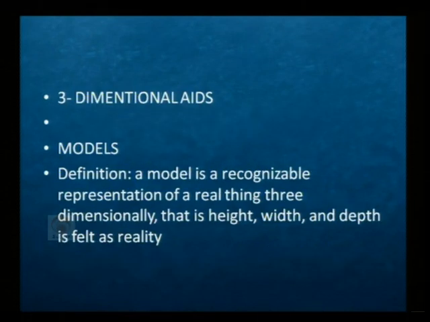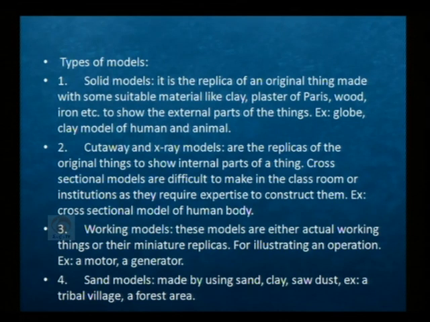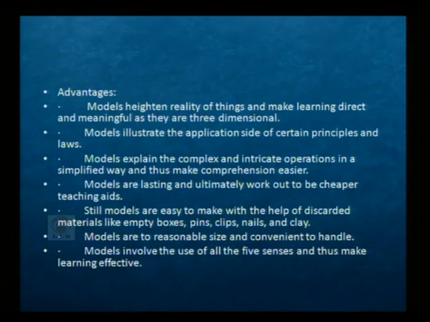Three-dimensional aids, 3D aids, models. A model is a recognizable representation of a real thing. Three dimensions means it has height, width and depth. So, in reality, all the objects are three dimensional. There are types of models: solid models, cutaway models, working models, sand models. Different types of models we can prepare.